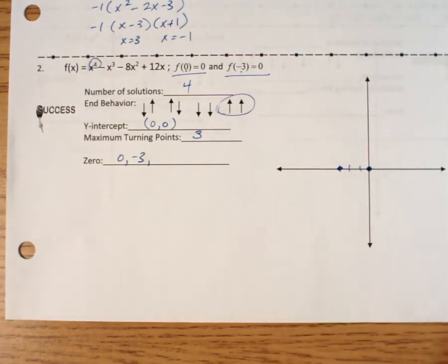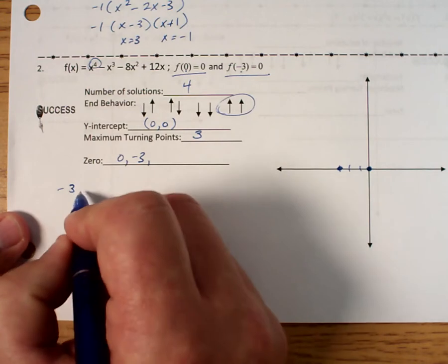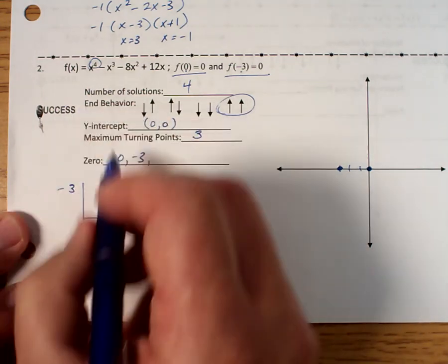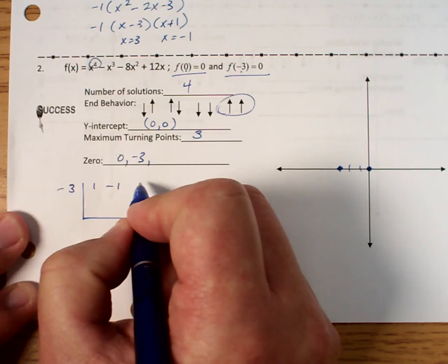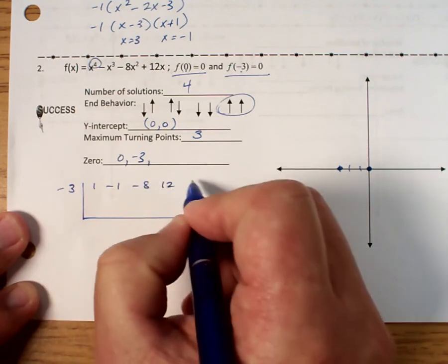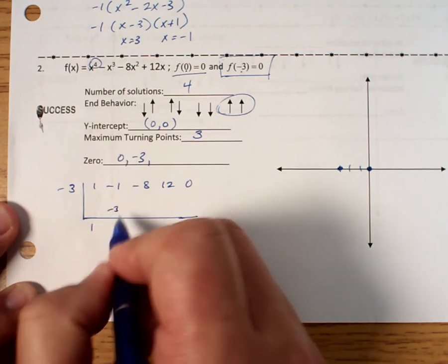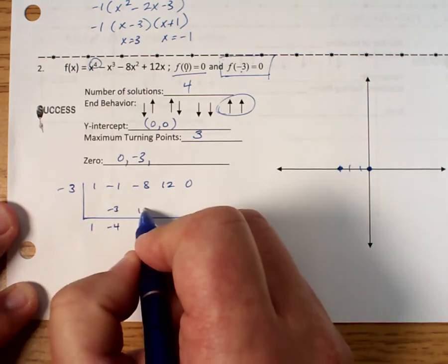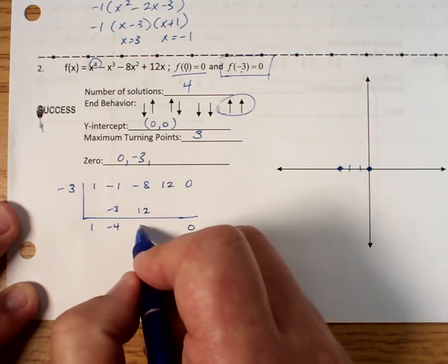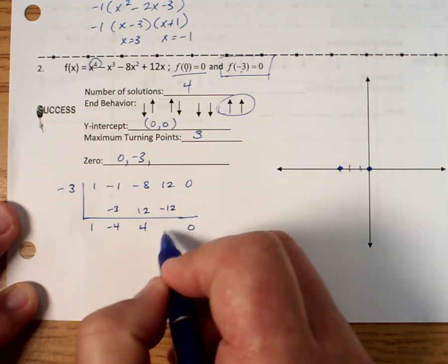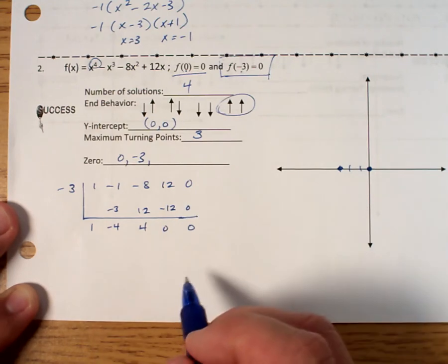So I will need to synthetically divide here twice, and it doesn't matter which one you use first. I'm going to use the -3 first. It looks like I have a skip at the end, so I do need to put in a 0 there for the constant, and I should get a remainder of 0. That's what that is saying. 1, negative 3, negative 4, positive 12, positive 4, negative 12, 0, 0, 0.